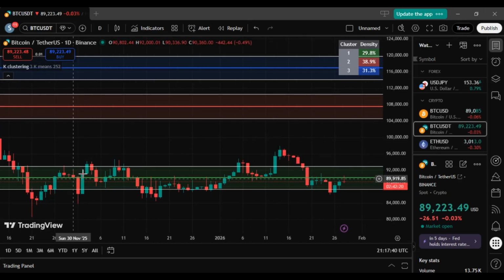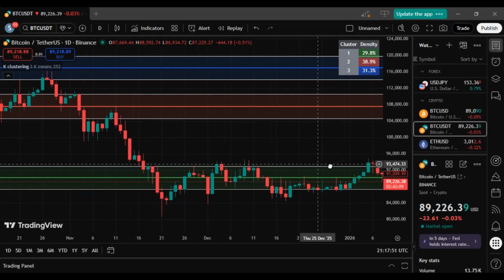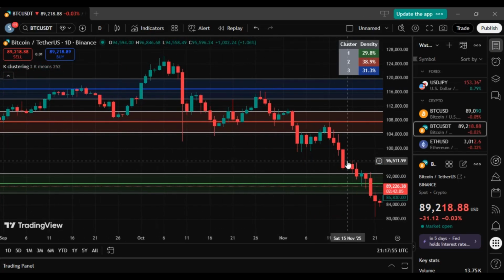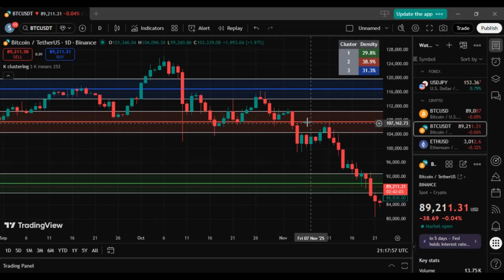When you apply this AI support and resistance indicator, it is using machine learning clustering to group price reactions. You can see three price reaction areas: green, red, and blue. Those grouped price areas are called clusters. This green zone is where buyers previously stepped in aggressively. AI sees this area as a demand cluster, not just a single support line.